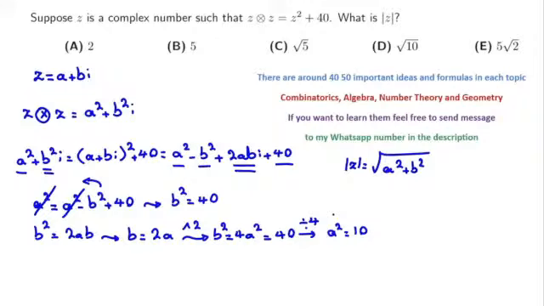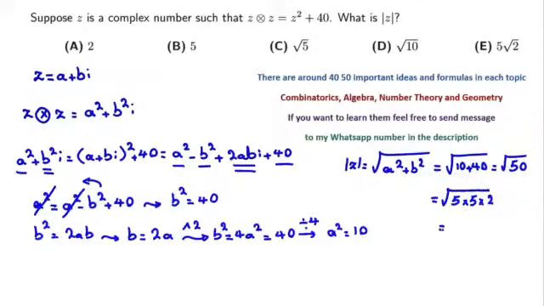Okay. Now, b squared plus a squared is what? a squared is 10, b squared is 40. So it will be the square root of 50. So we know 50 is equal to 5 times 5 times 2. So it will be 5 times the square root of 2. So the answer is E.